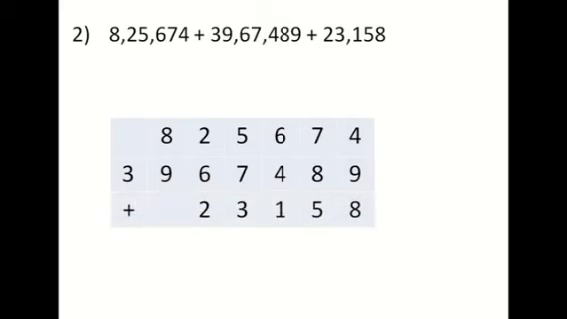And now finally the third one. So you already have arranged. Now we will start working out. So here 4 plus 9, 13, 13 plus 8, 21. So 1 will come here and 2 will be carried over.